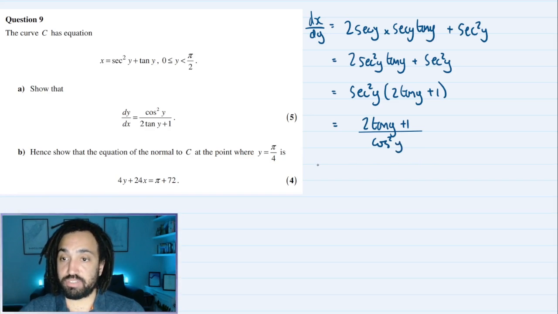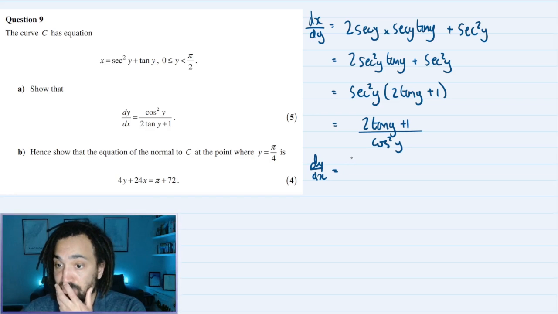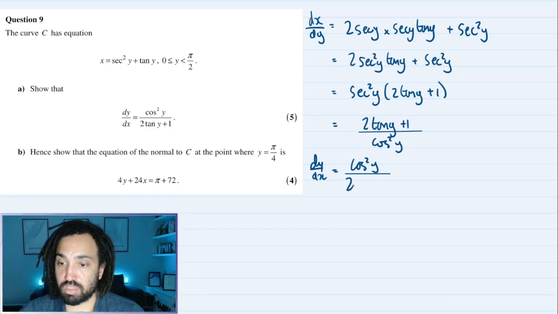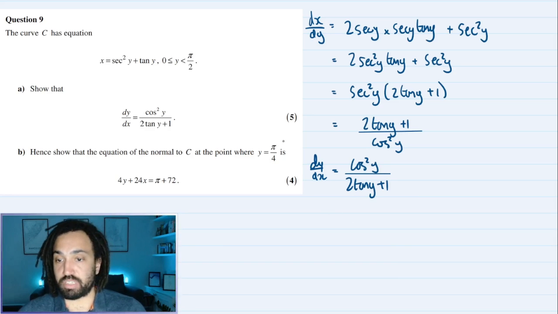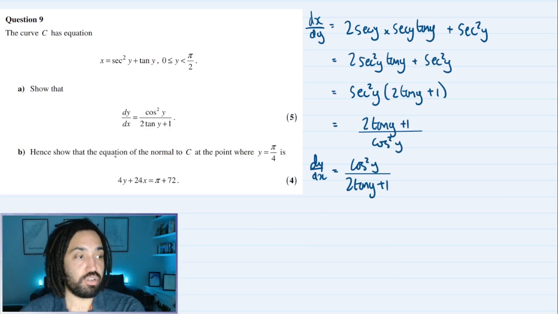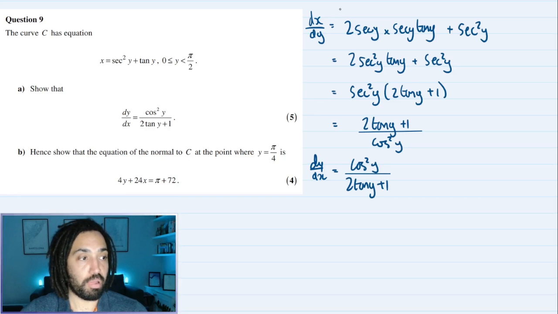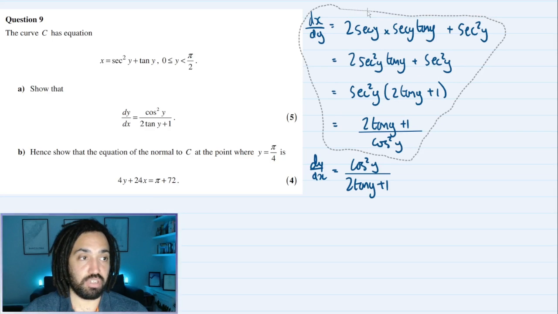And then all's left to do is take the reciprocal of both sides, and that will give me dy by dx. So that is equal to cos squared y over 2 tan y plus 1. And that is what they've asked for. Perfect. Okay, hence show that the equation of the normal to C at that particular point where y is equal to pi over 4 is given like that.